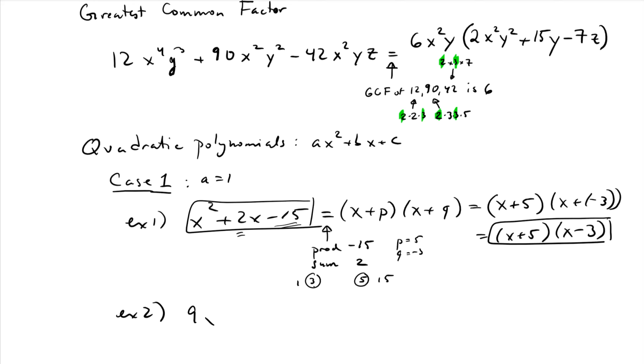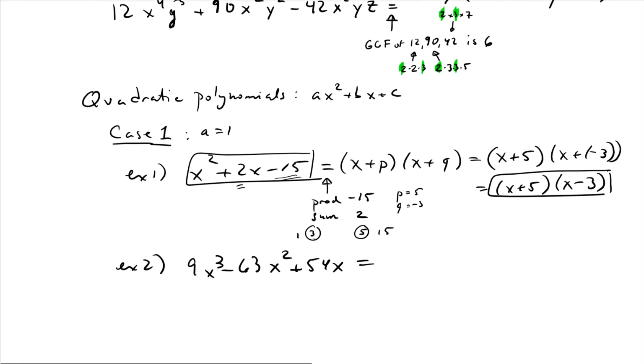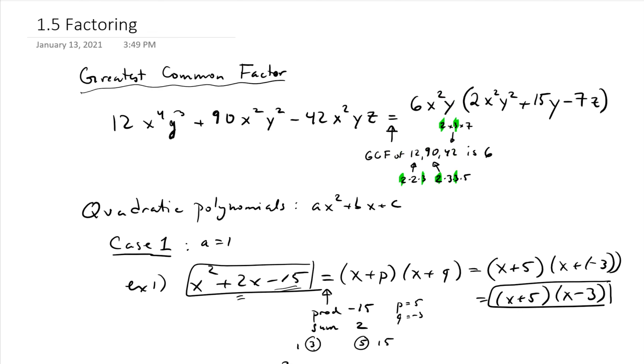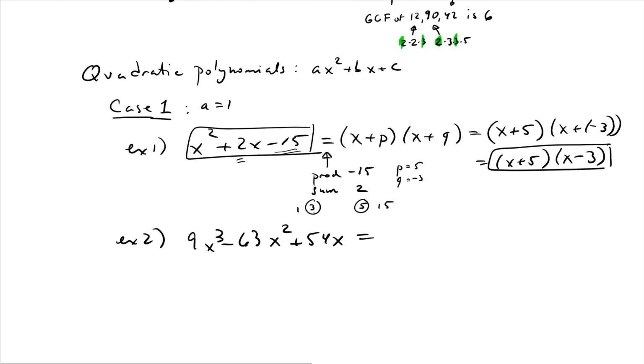Example 2, I've got 9x cubed minus 63x squared plus 54x. That's not a quadratic polynomial, but I wrote this here so that you remember that the first technique you try to apply, no matter what the polynomial is, is the greatest common factor. Is there a greatest common factor here? 9, 63, 54. Everyone realizes that those are multiples of 9, so I can pull out a 9. And I can pull out an x. If I do this, I get x squared minus 7x plus 6.